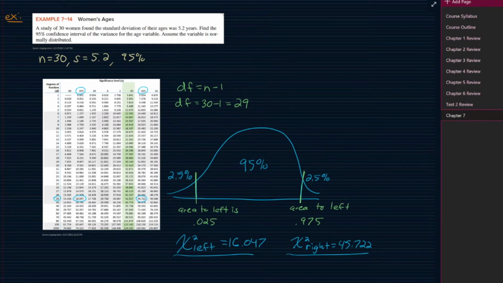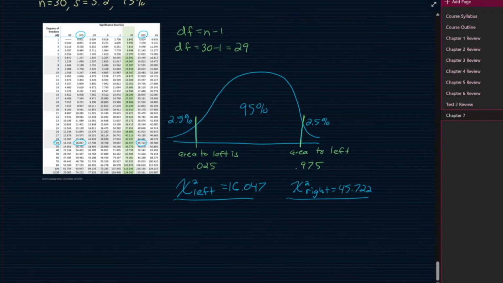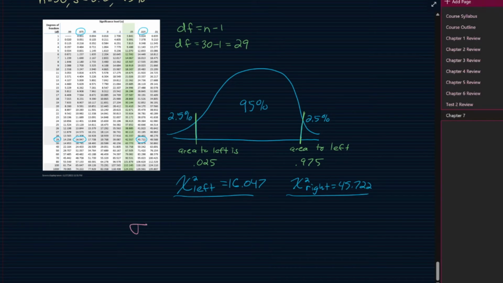So remember, the formula for variance is n minus 1 times s squared. The upper bound is over chi-squared left. I know that could be definitely confusing because it's on the right side. The left and right comes from when you're looking up the values in the table. It's referring to the left value and the right value. At least that's how I remember coming up with them. And our lower bound is n minus 1 times s squared over chi-squared right.